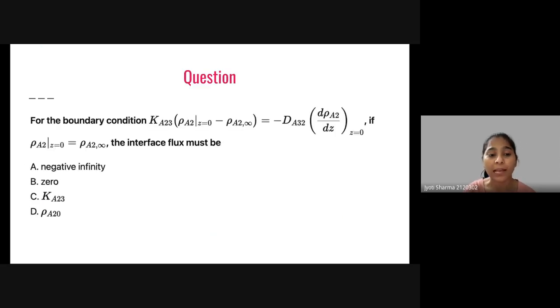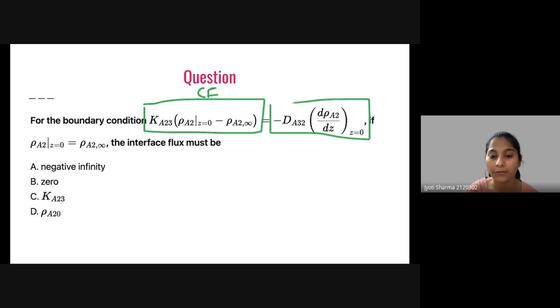Okay. Again, we have for the boundary condition, this is your convective flux. This is your convective flux, and this is your diffusive flux. This is your sediment side, and this is your water side flux. And what we are saying is that there is no accumulation of contaminant A. That's how we are putting it equal to 0.